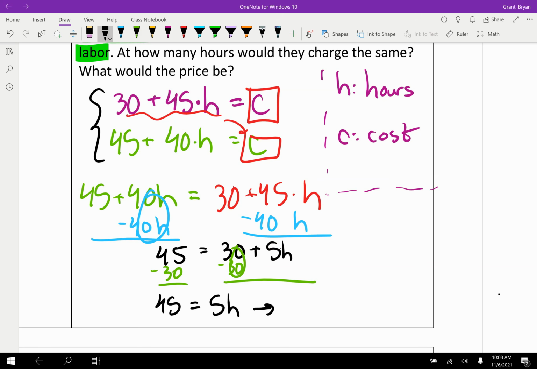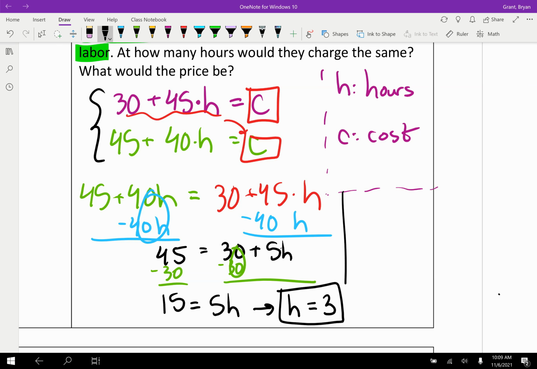And there you can just ask yourself the question, 5 times what is 45? Or you can go through and actually solve. And if you actually solve here, oops, I made a mistake. Hopefully you noticed that. 45 minus 30 is 15. Whoopsies, I guess I'm tired today. Second try. 5 times what is 15? Well, 5 times 3 is 15. Therefore, after 3 hours, the price is the same.